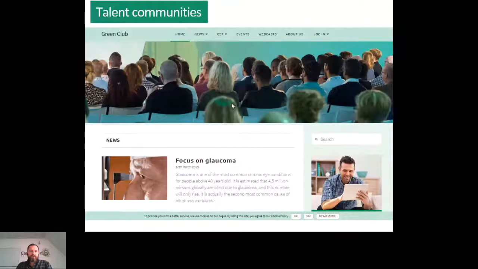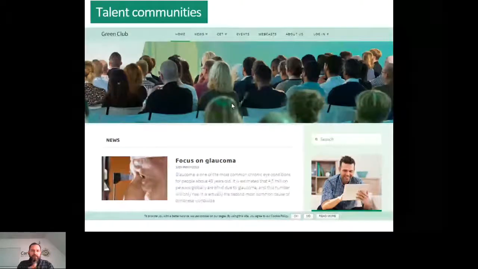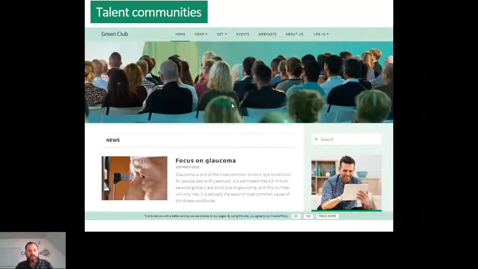What they're able to do is understand which people are going from Green Club to then going and taking a look at Specsavers, the website, the career site, what's it like to work there. This is hot leads. This is a brilliant talent community, which is a major part of this organization's talent pipeline.